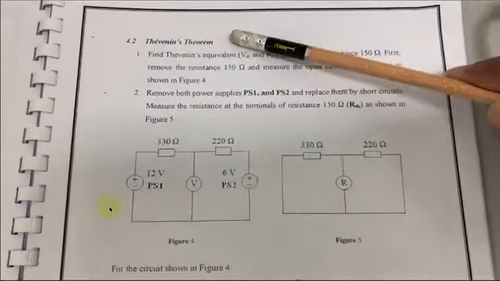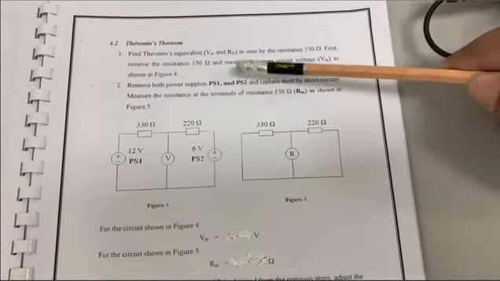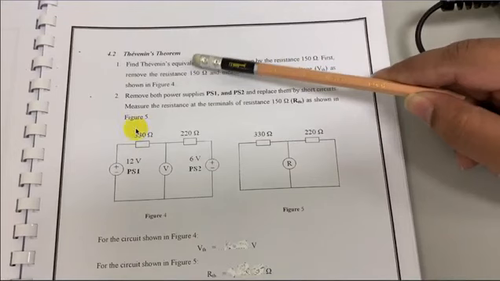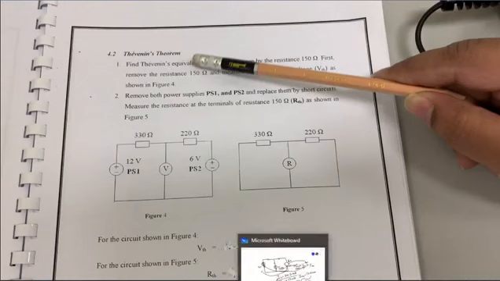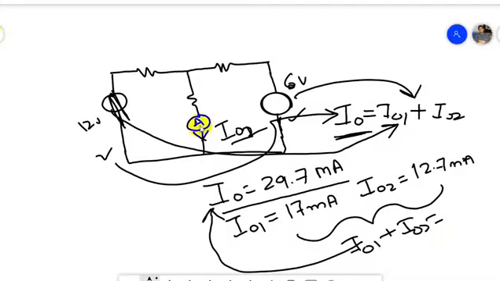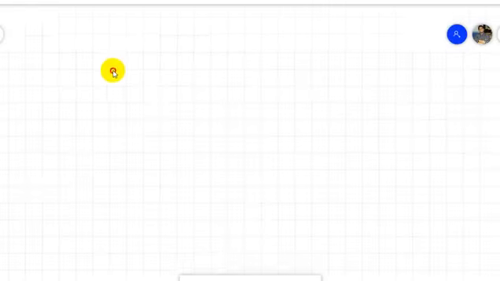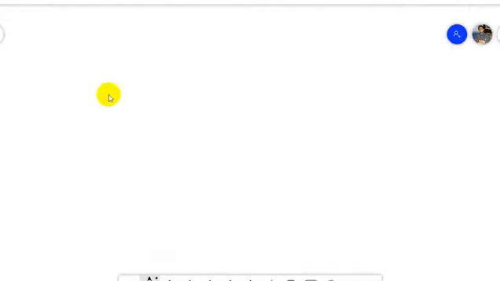Now the next part is Thevenin's theorem. As you know, we will remove all the resistances and replace them by one resistance, and all the sources we will replace by one source. That is called V Thevenin and R Thevenin. So we will calculate V Thevenin and R Thevenin.